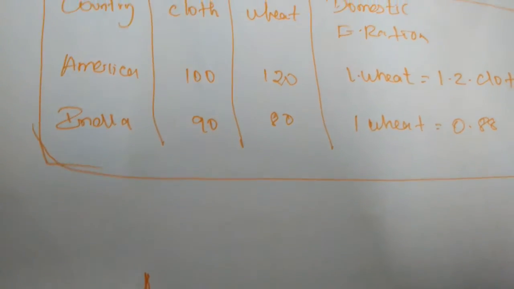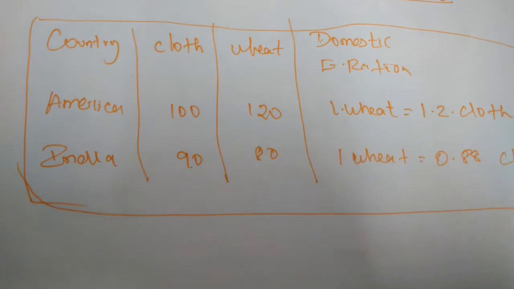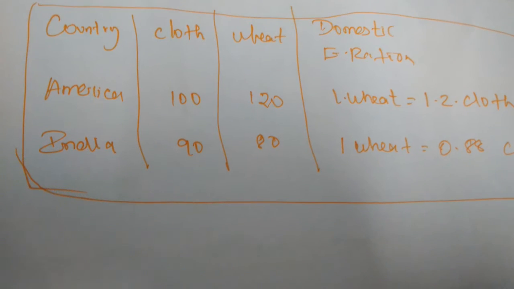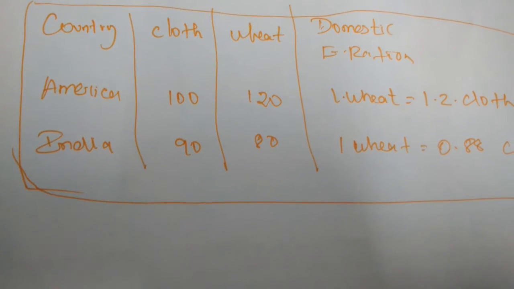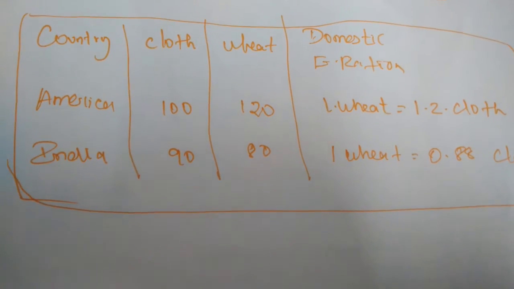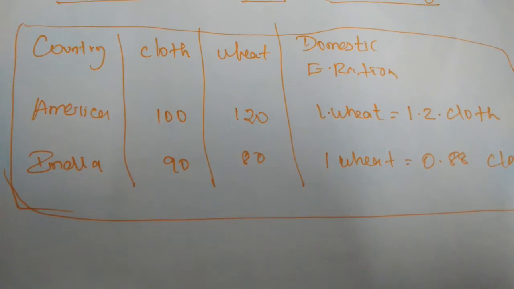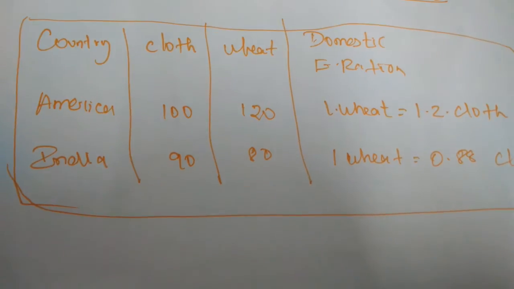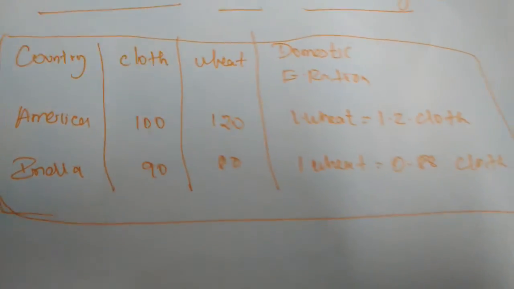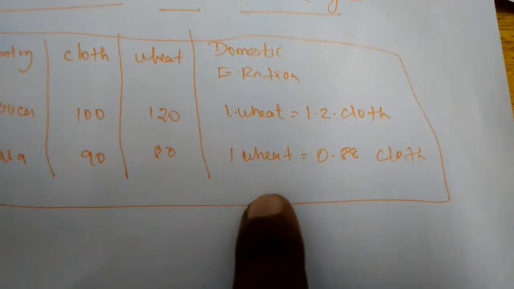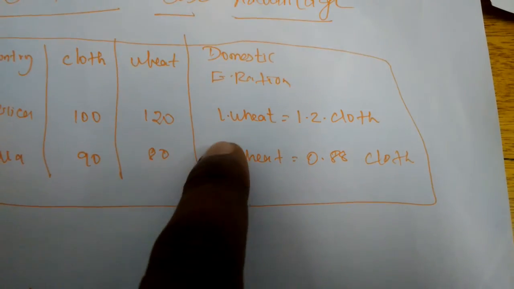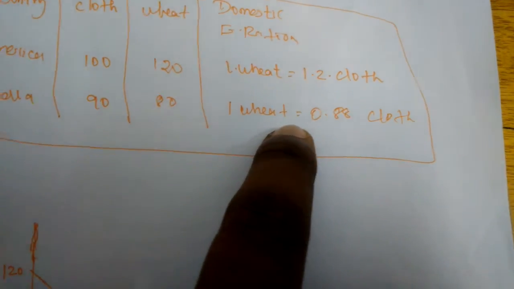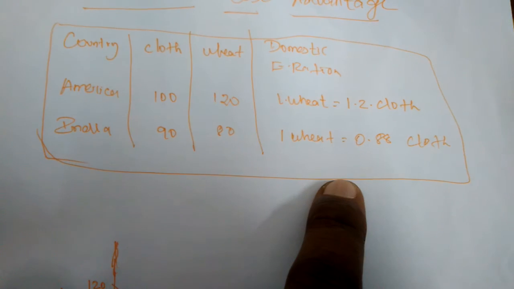So like that, America also gains from this trade. With the trade, America can get 1 unit of cloth and 1 unit of wheat by using 200 units of labor. Otherwise, America will have to use 220 units of labor for getting 1 unit of cloth and 1 unit of wheat. Because of the cost differentiation, the domestic exchange ratio is 1 wheat equal to 1.2 cloth, and in the other country 1 wheat is equal to 0.088 cloth only.